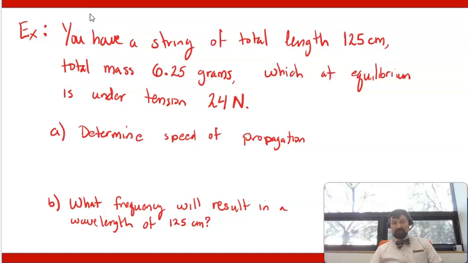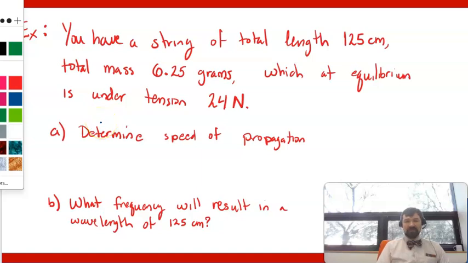Let's do a very quick example of this. So, quick example. Let's say that you have a string of known parameters. Specifically, the length is known, the mass is known, and the equilibrium tension is known. And so we want to determine the speed of propagation, and then while we're at it, we want to know what frequency will result in a wavelength of 125 centimeters.